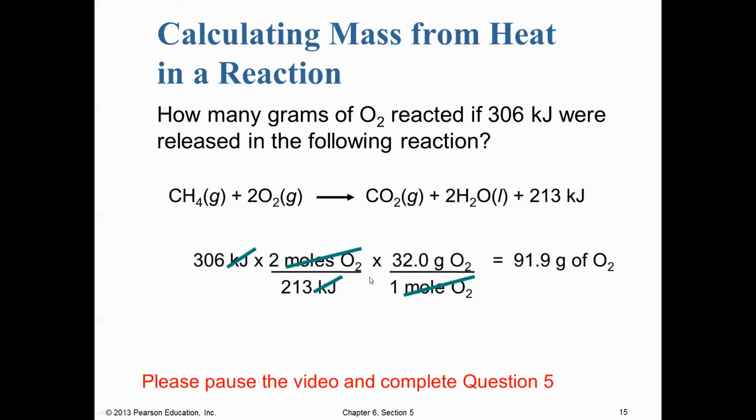And then finally our molar mass, 32.0 grams of O2 for every 1 mole, 2 times the 16 in the periodic table because there's 2 oxygen atoms in every O2 molecule. And crunching all our numbers, we end up with 91.9 grams of O2 being consumed.